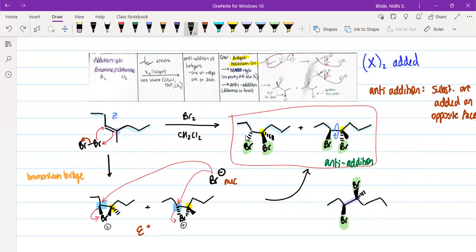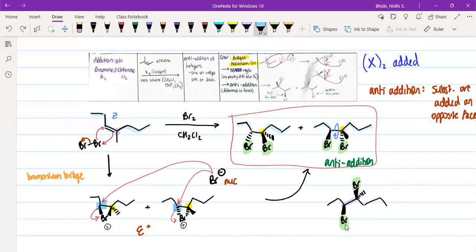So what is happening here is that we have an anti-addition. We can see clearly that they're on different faces. One's on a dash, one's on a wedge. But we can always rotate around this bond. And that's what I've done to this molecule. I've rotated around this bond, and I've turned it into its conventional zigzag conformation where it goes up, down, up, down, up, down. And when I did that, now this side of the molecule that I'm circling over there has the bromine on the same face as this.